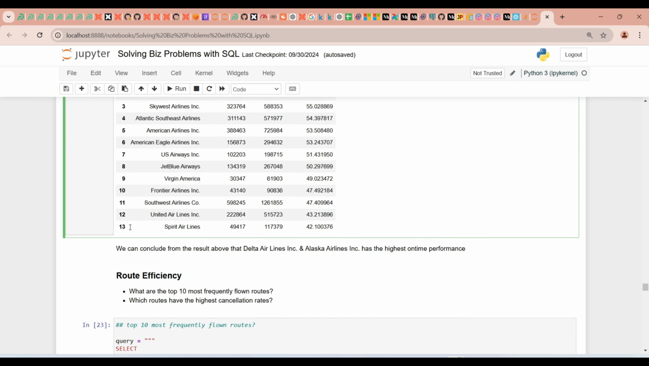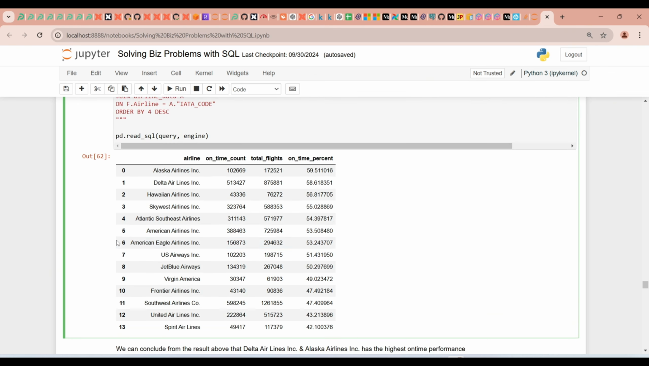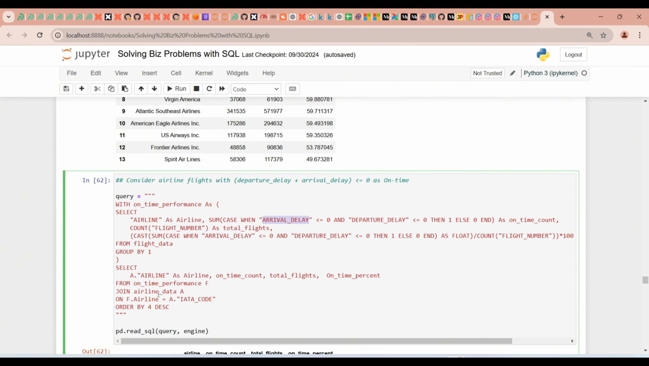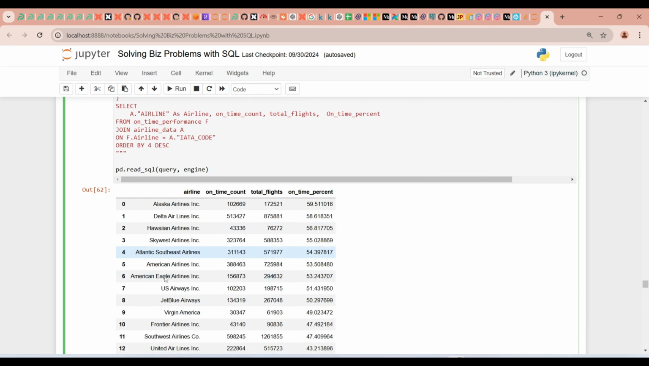So if you conclude from the result that Delta Airlines and Alaska Airlines have the highest on time performance, based on the fact that they were both top two in terms of arrival and they were both top two in terms of departure and arrival, that makes a lot of sense.